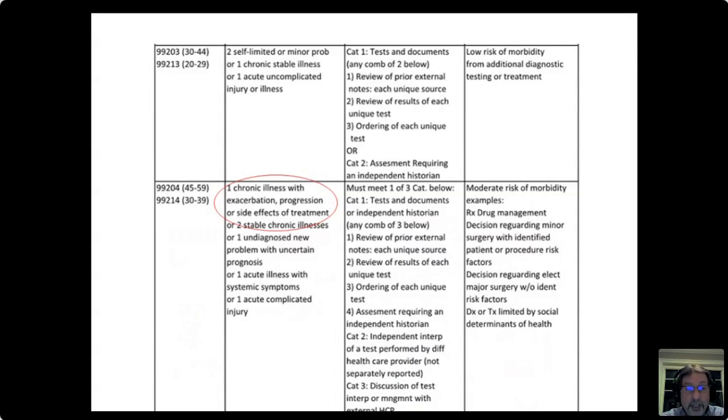Then for this visit, again, we still have the one chronic illness with exacerbation, progression, or side effect of treatment. Here we reviewed the visual field, but we really didn't order any new tests. We didn't review any other tests. So we actually didn't even get to the 2 on this middle one here.